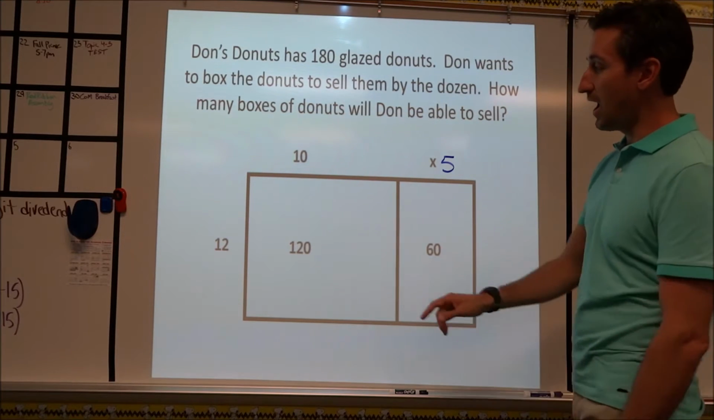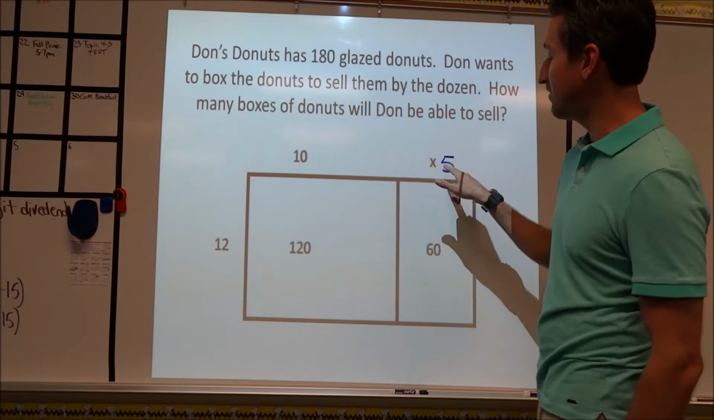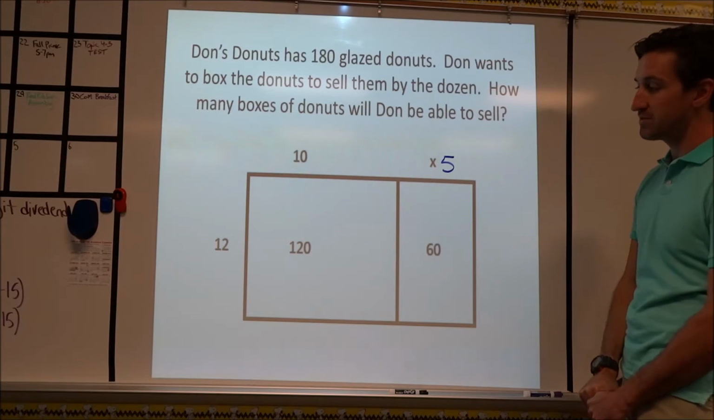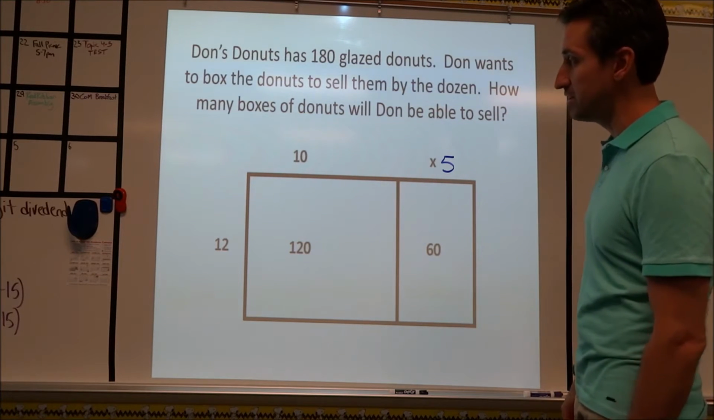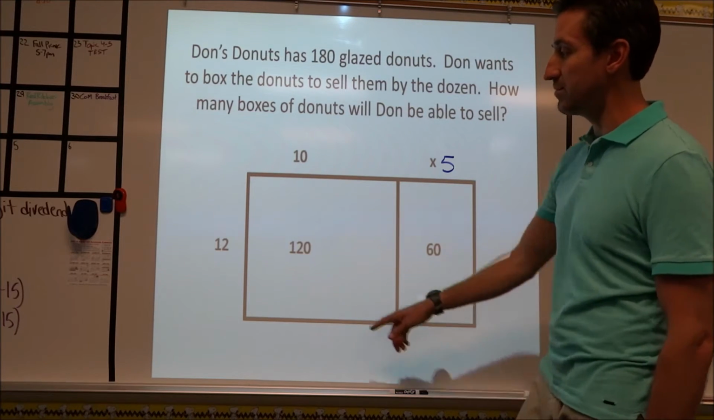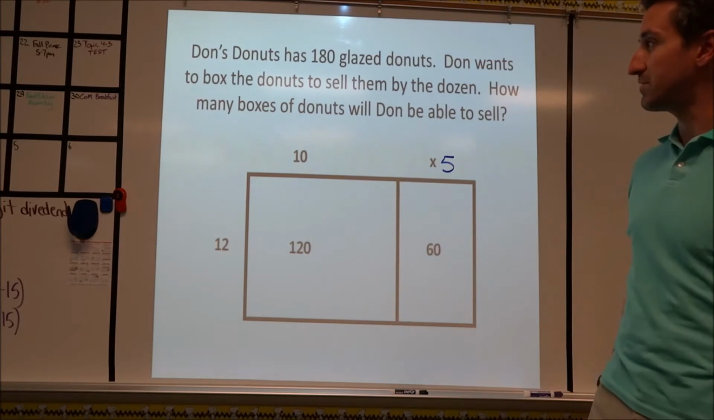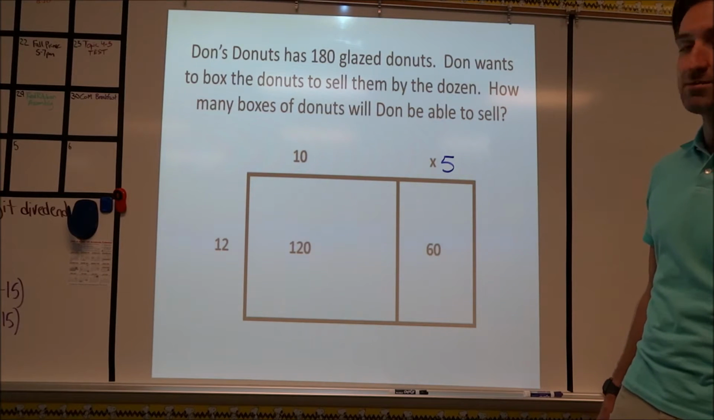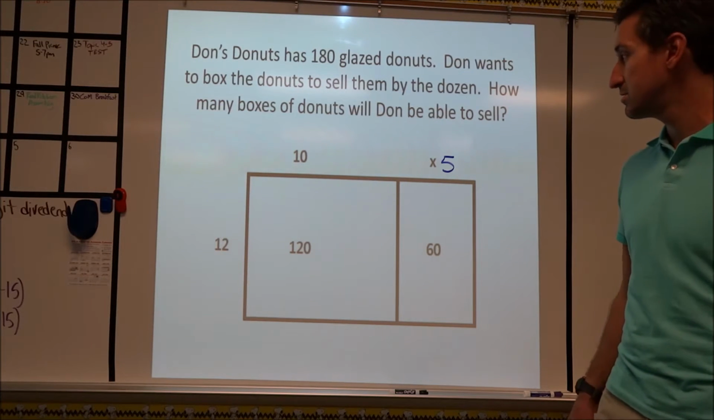So now I can combine my 10 and my 5 to make 15, and that tells me 12 times 15 equals 180. So 180 divided by 12 must equal 15. So Don will be able to box 15 boxes of donuts.